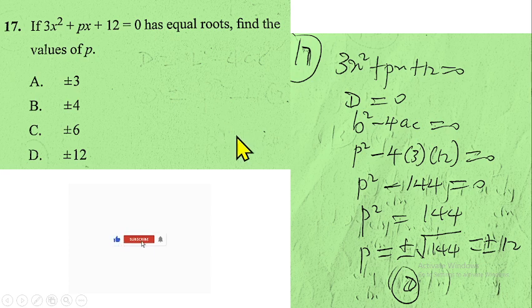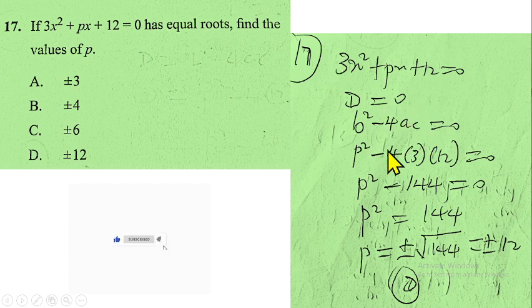Now, when do we have a quadratic equation to have equal roots? That is when the discriminant is equal to 0. And what is the discriminant? The discriminant is b squared minus 4ac. When it's equal to 0, that's when the quadratic equation has equal roots, where b is our p here, a is 3, and c is 12.